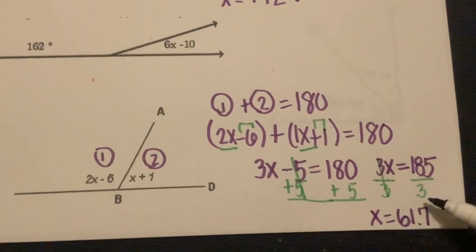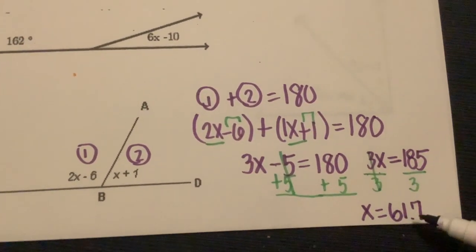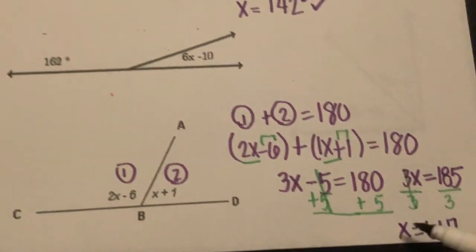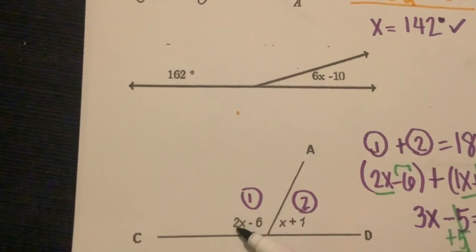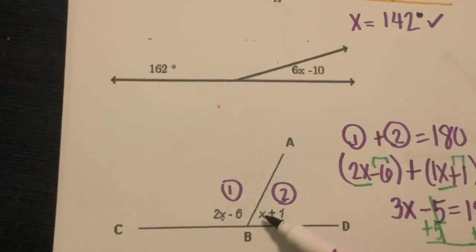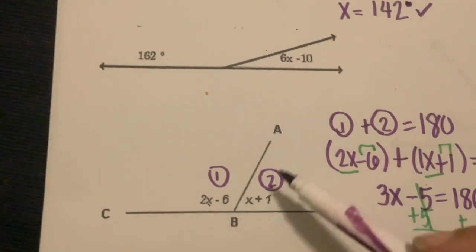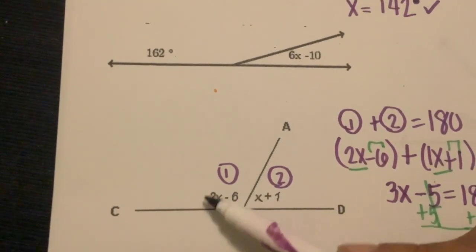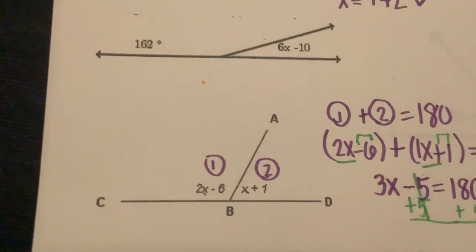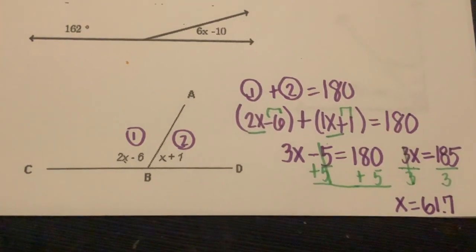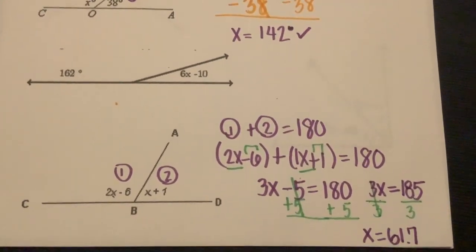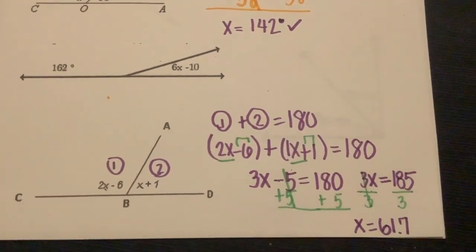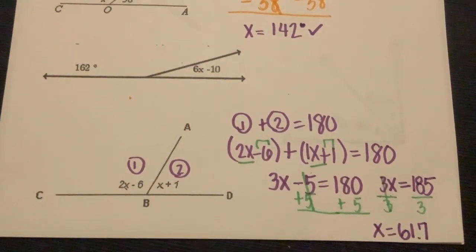But that's not the angle measure. You would have to go back in and plug in 61.7 here and here to actually get the angles here and here. Okay, so you may pause so you can read the work I just did for that last problem before we move on.